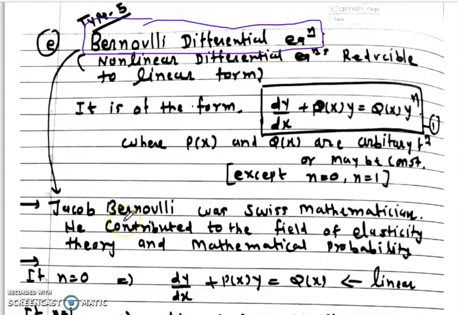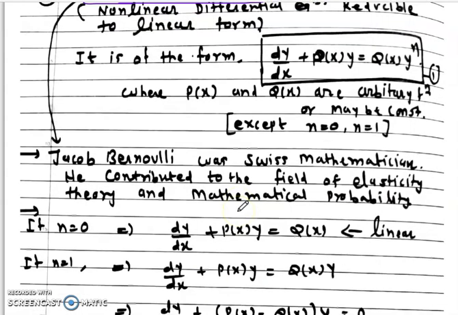But let us first understand the Bernoulli differential equation. Jacob Bernoulli was a Swiss mathematician. He contributed to the field of elasticity theory and mathematical probability. So again, he has more contributions in the mathematics field.